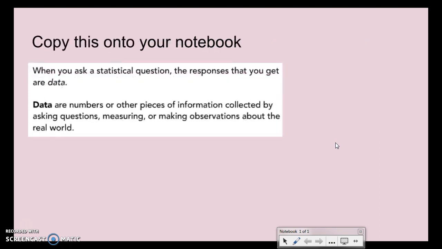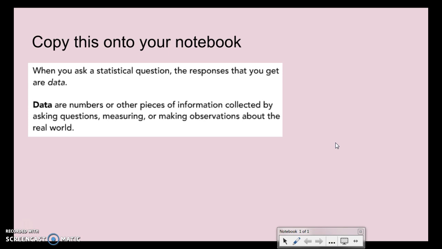This is the last thing I want you guys to include in your notes. When you ask a statistical question, the responses that you get are called data. Data are numbers or other pieces of information collected by asking questions, measuring, or making observations about the real world. You're going to use data a lot in science. You'll use it a lot in the real world. And a lot of jobs in biology have you use data.